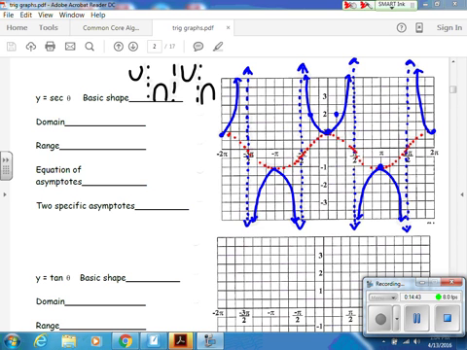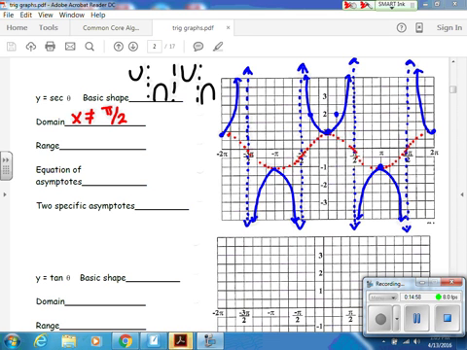So x can't be pi over 2. But I really don't want to say pi over 2 and then 2 pi or 3 pi over 2 and then this pi over. I don't want to say that. So I need like a rule. It does happen at pi over 2.